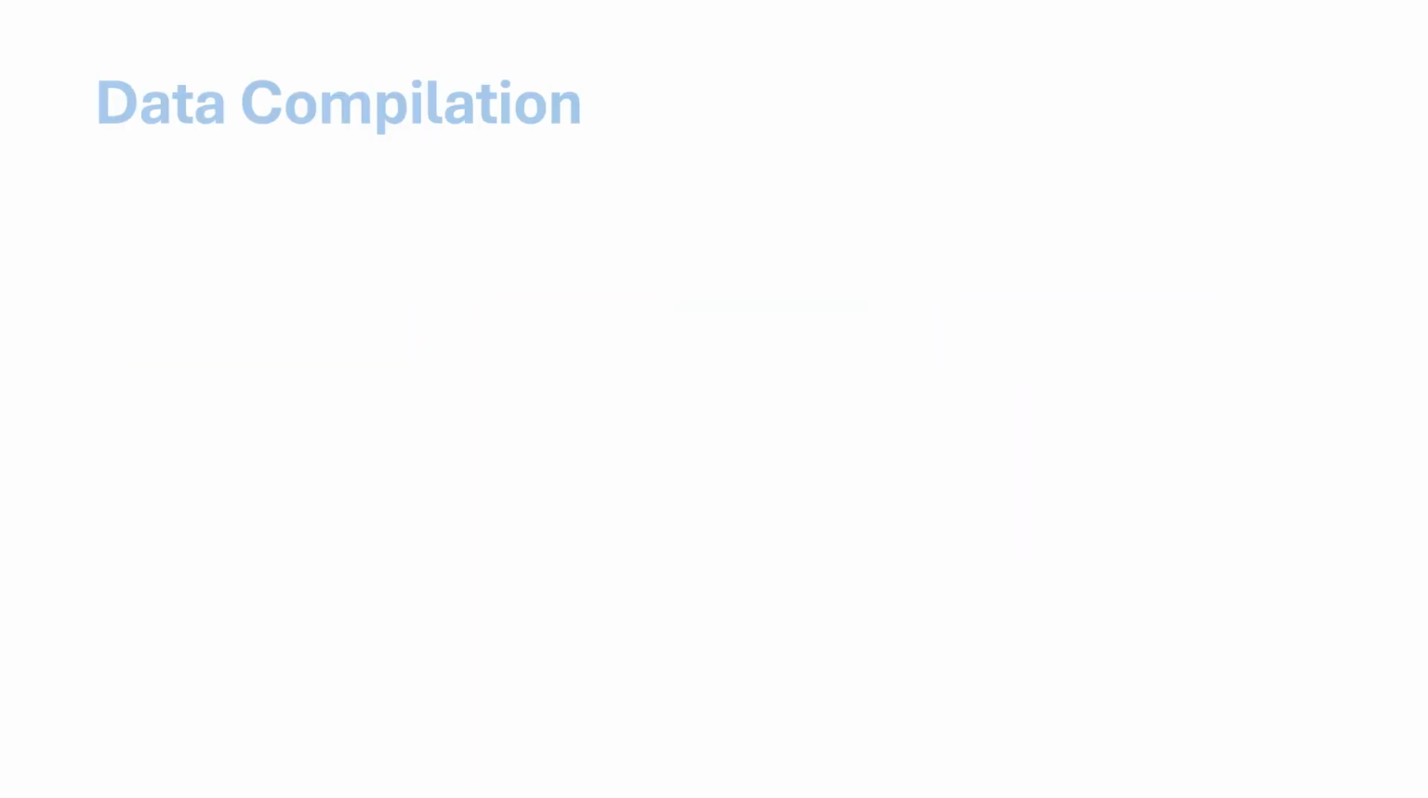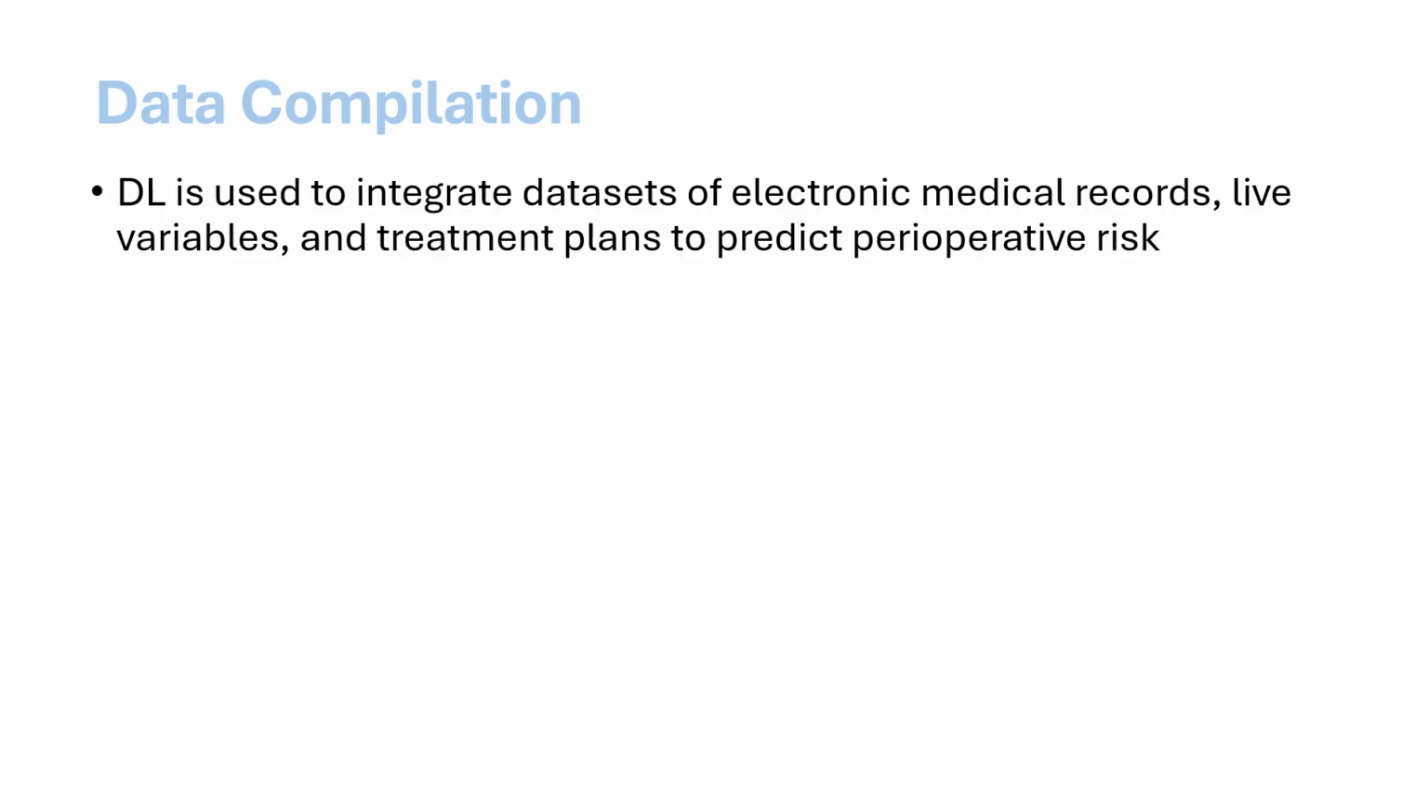Next, let's talk about data compilation. Data compilation is basically how AI uses massive amounts of information to make smarter decisions. This is where DL really shines, because it can handle those huge data sets that would overwhelm any human. These DL models are able to integrate data sets of electronic medical records, live variables, and treatment plans to predict perioperative risk by running in the background as a checklist.